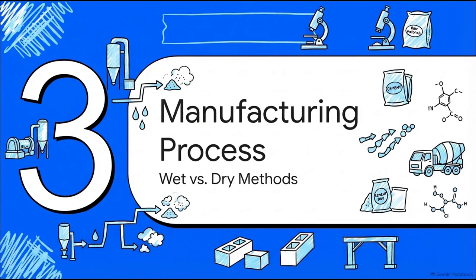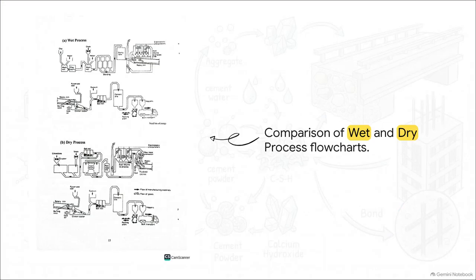Okay, section 3, the manufacturing process, wet versus dry methods. So we have our ingredients. Now, how do we cook them? This graphic is a great side-by-side of the 2 main manufacturing routes. Up top is the wet process, where raw materials are mixed with water to make a slurry. It mixes incredibly well, but it takes a ton of energy to boil off all that water later.